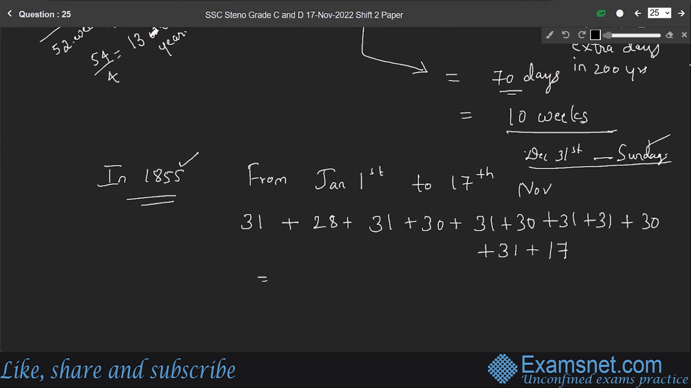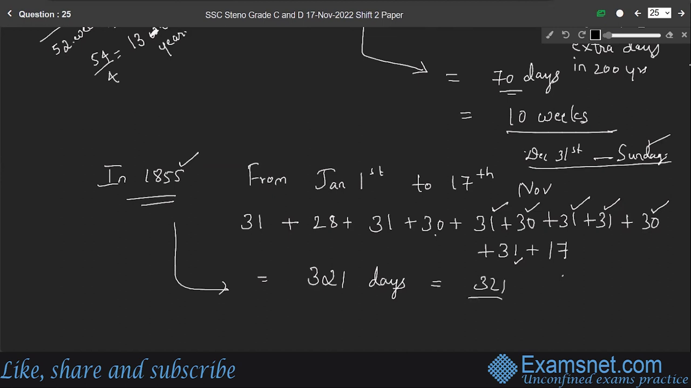Right? So 90, 120, 151, 181, 212, 243, 273, 304. Right? So 304 plus 17, that is 321 days in the year 1855, we are considering.